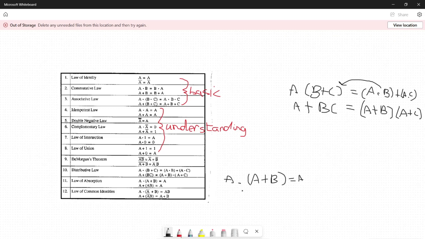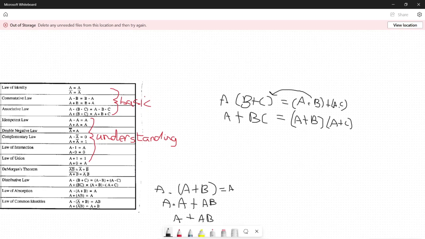Well, now this can be simplified into A times A plus AB, which gets A plus AB. Because remember the idempotent law, which is our second case there. Now we're going to go and prove this is equal to A.